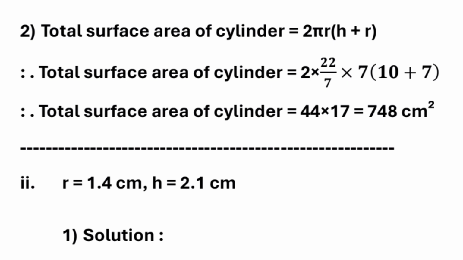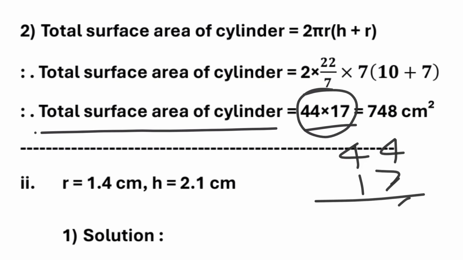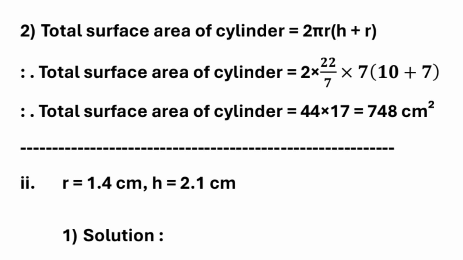Therefore, taking the product of 44 into 17: 17 fours are 68, so we write 8 and carry 6. 17 fours are 68, plus 6 is 74. Therefore, our final answer for the total surface area of cylinder is equal to 748 centimeter square. Did you get this?